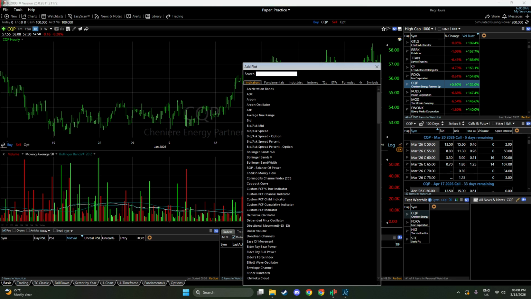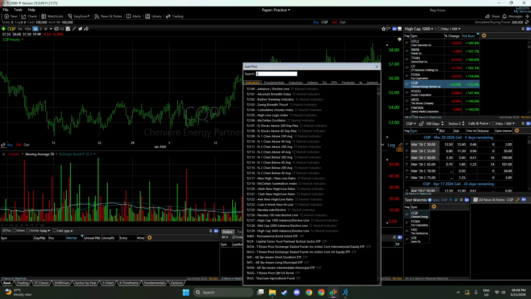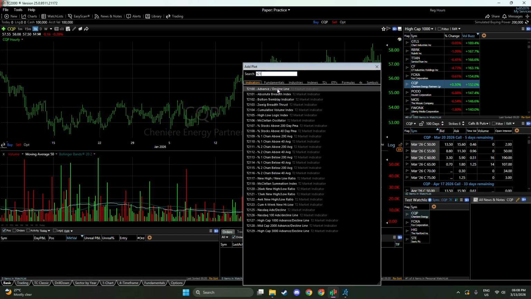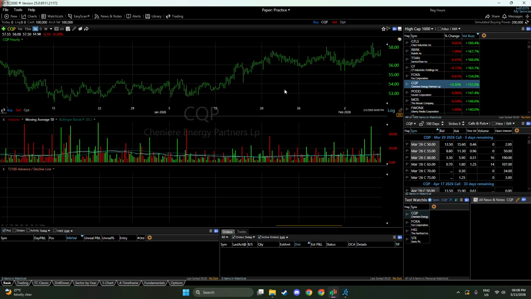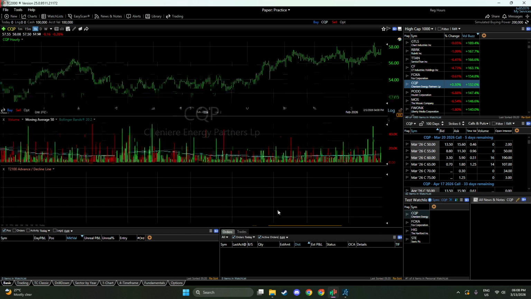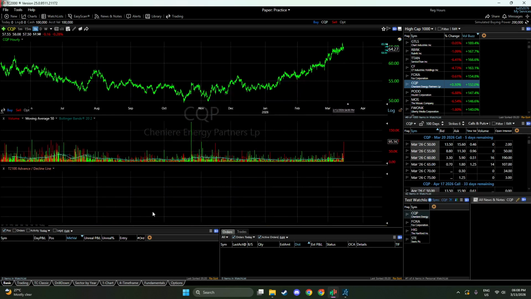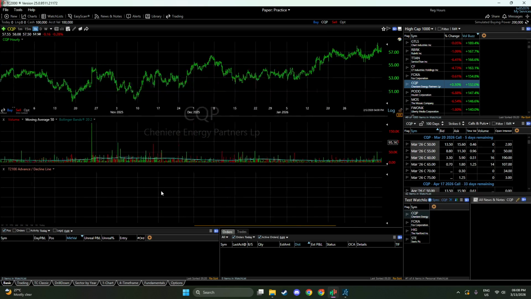If you choose T2100, you'll get the advance decline line. This is a running total of advancing stocks minus declining stocks. A steady rise confirms that more stocks are participating in an uptrend. A flattening or falling line while price rises can warn of narrowing leadership and potential weakness ahead.